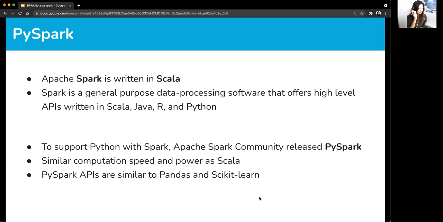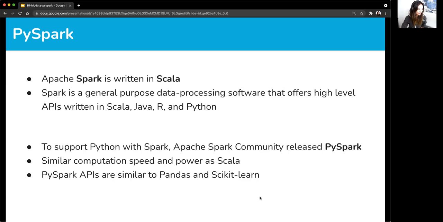All right, so PySpark. Apache Spark is the company that makes Spark, and it is written in Scala, the language I mentioned that's kind of like in between Java and Python. So Spark is general purpose data processing software that offers high-level APIs written in Scala, Java, R, and Python. And by high-level APIs, they mean the methods literally. So to support Python with Spark, the Apache Spark community released PySpark, and PySpark is what you'll be using in your labs. It has similar computational speed and power as Scala.